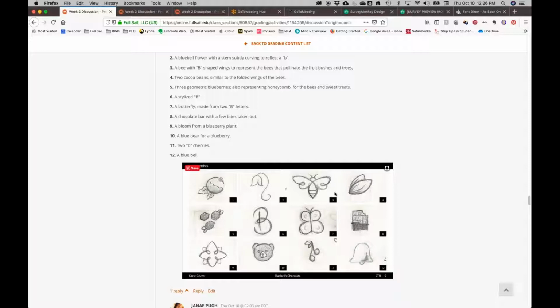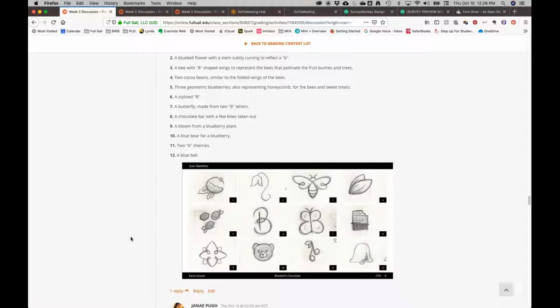I think these all have some merit, except for number 8, which just looks like a chocolate bar. Let's see, chocolate bar with a few bites taken out. Don't do that. Some of these are a little super simplistic, the bell, for instance, but perhaps number 11, number 10, if you make the bear a little more distinctive, and number 3 kind of jumps out.